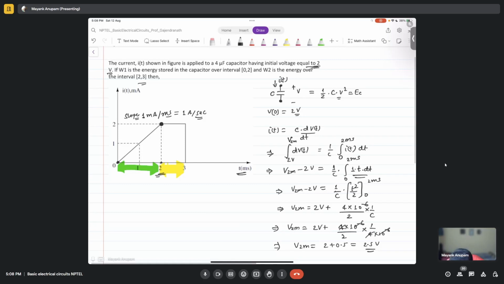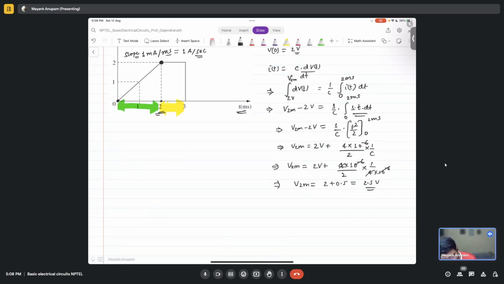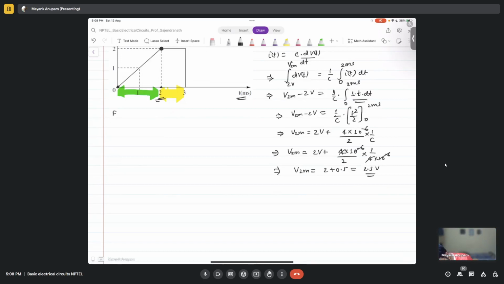Okay, so tell me, what is the energy stored in the capacitor at t is equal to 2 milliseconds? Energy is half into C into V square, which is half into 4 microfarad into 2.5 the whole square. This is equal to how much? It is simply 2 into 10 to the power minus 6 into 6.25.